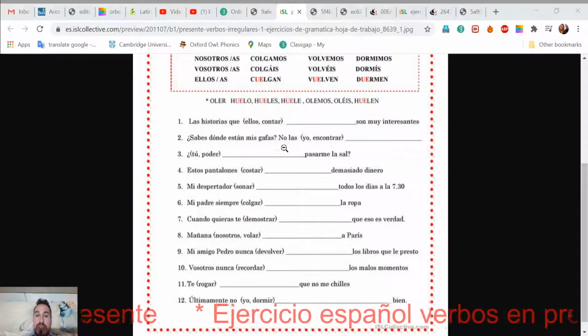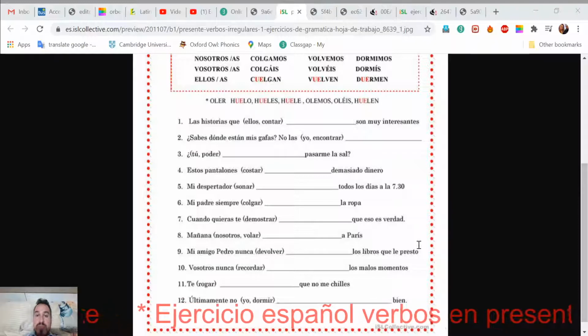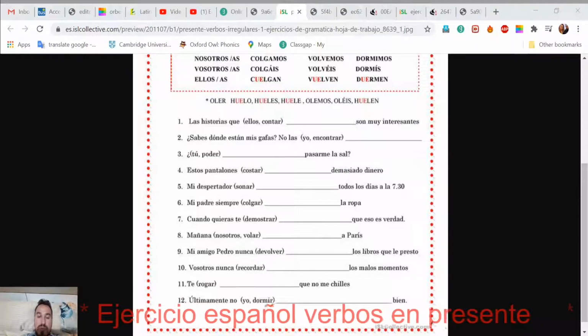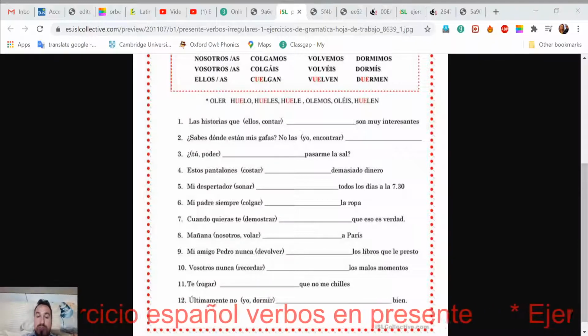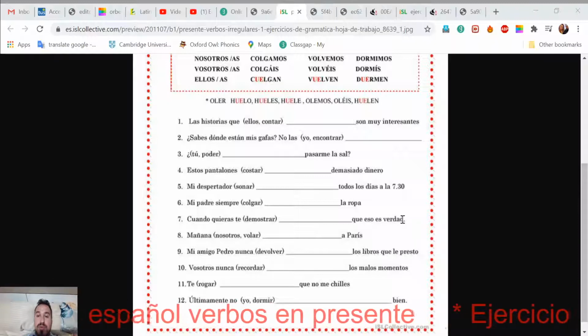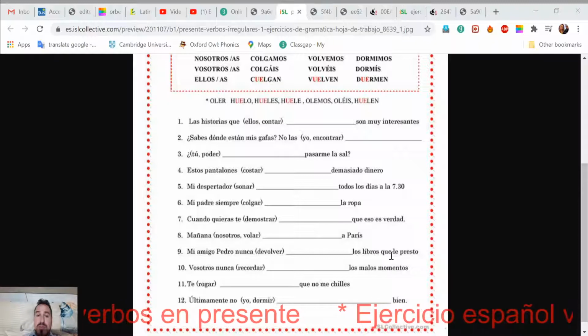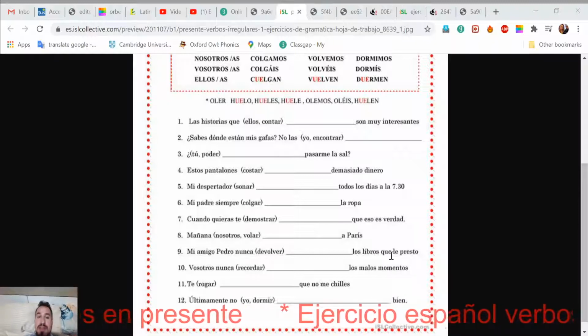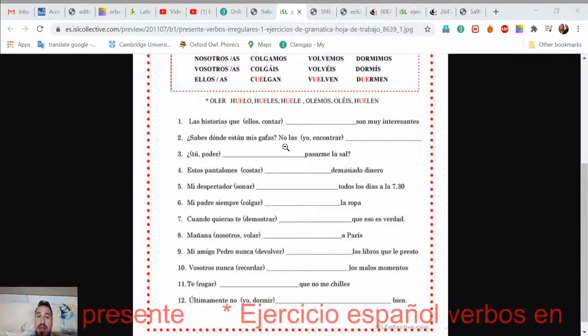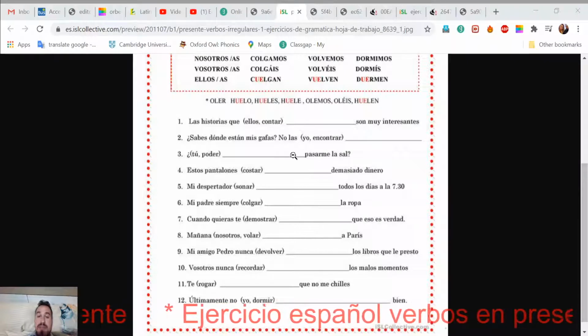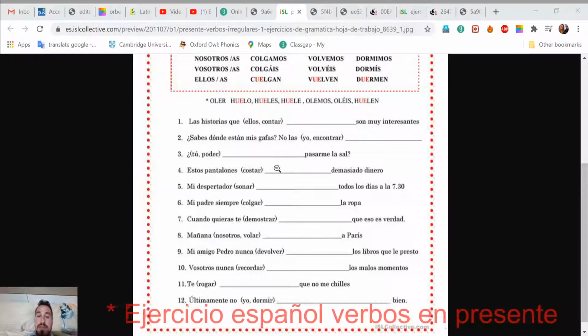I don't find them, so no las encuentro. Of course, you get this O, and you get this change. No las encuentro. So do you know where my glasses are? I can't find them. Or I don't find them. Literally. 3.